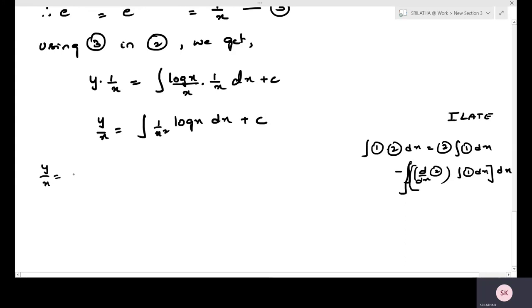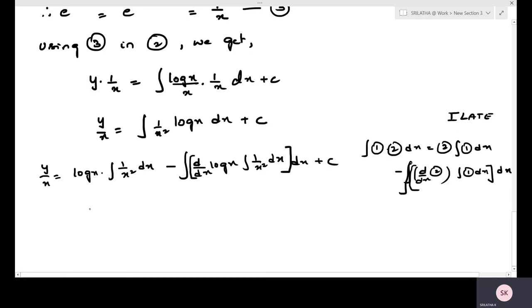So y by x is equal to log x into integration of 1 by x square dx, minus integration of differentiation of log x into integration of 1 by x square dx, and then whole dx, plus c. Hope you understood the formula. Now that is equal to log x into x to the power of minus 2, because 1 by x square is nothing but x to the power of minus 2. So what is the formula I have to apply? Integration of x to the power of n dx is x to the power of n plus 1 by n plus 1. These are the formulas I am using.